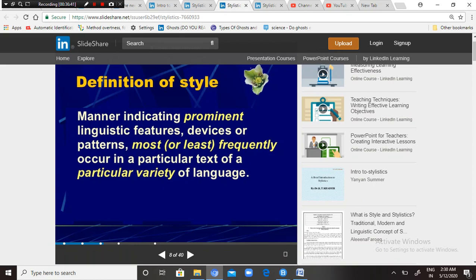Definition of style. Manner indicated by prominent linguistic features, devices, or patterns most or least frequently occurring in a particular text or particular varieties of language.